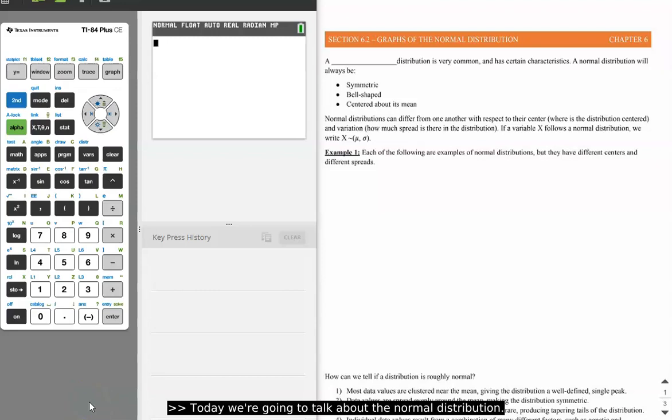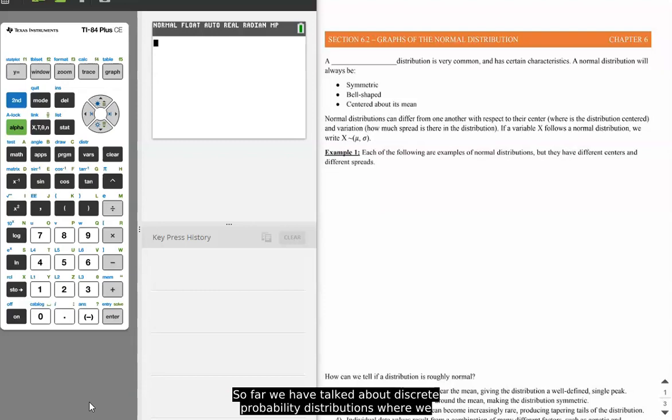So today we're going to talk about the normal distribution. So far we have talked about discrete probability distributions, specifically the binomial probability distribution. And today we're going to start talking about continuous distributions, where we're looking at a range of possible values instead of countable values.